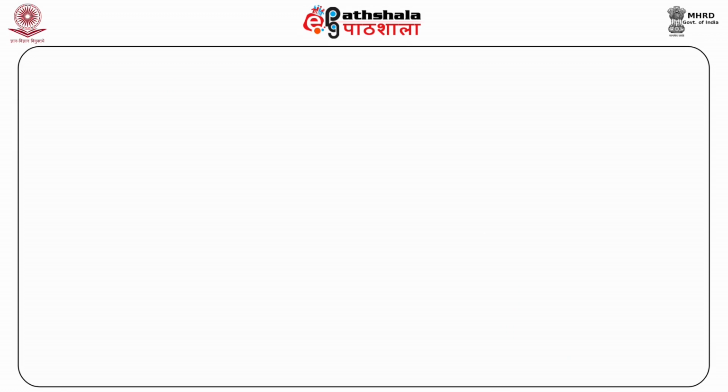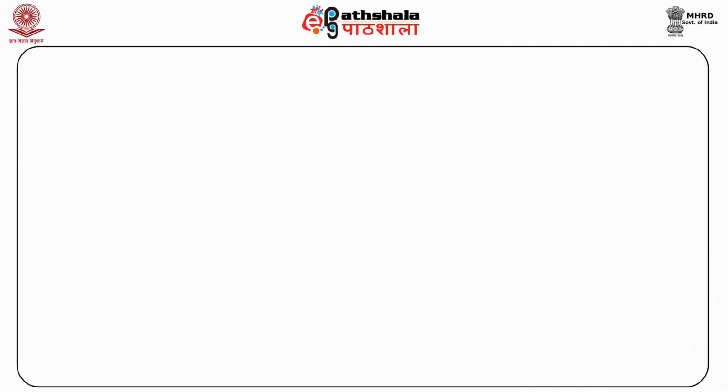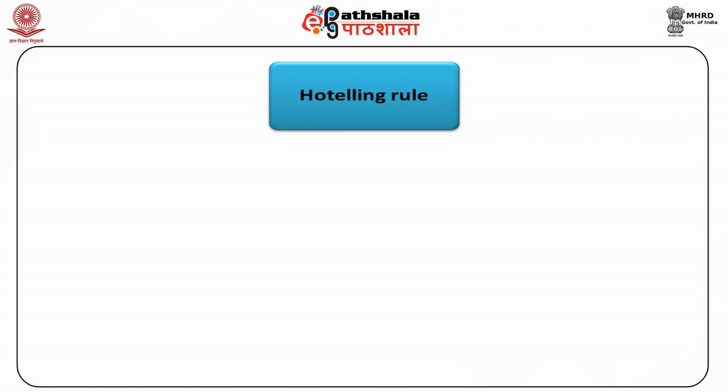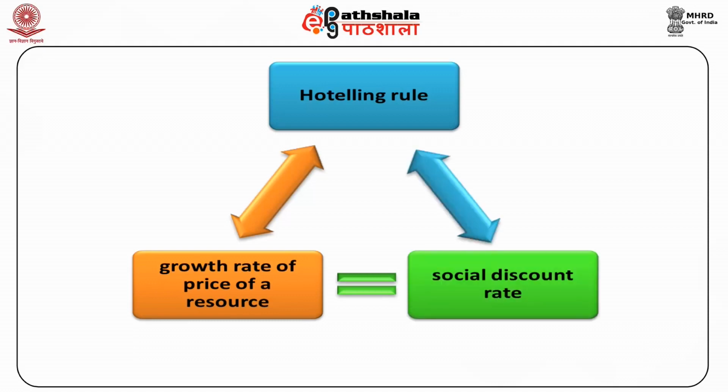Let us now explain Hotelling's rule diagrammatically. The x-axis represents time t, the y-axis represents the price of the natural resource Pt. The upward rising graph shows that the discounted value of the resource should be the same at all time periods. The Hotelling rule may be a necessary condition, but not a sufficient one. Hotelling's rule requires that the growth rate of the price of a resource be equal to the social discount rate, but this may not be enough to generate a unique price path.